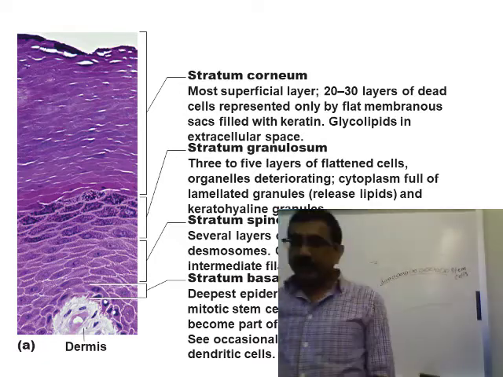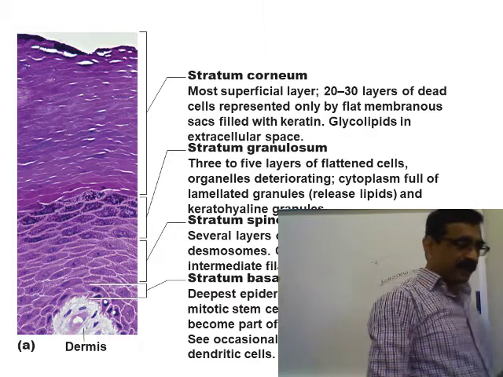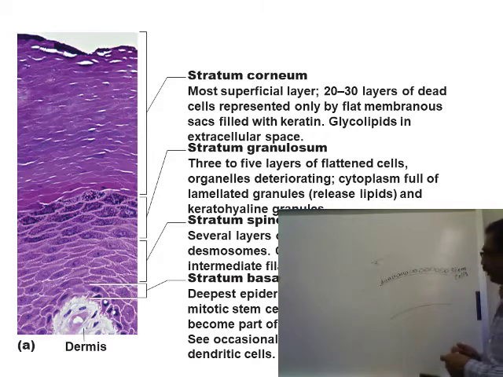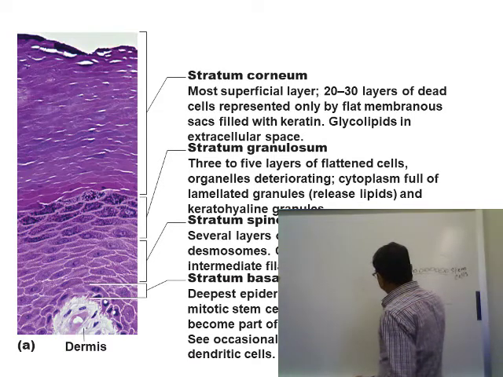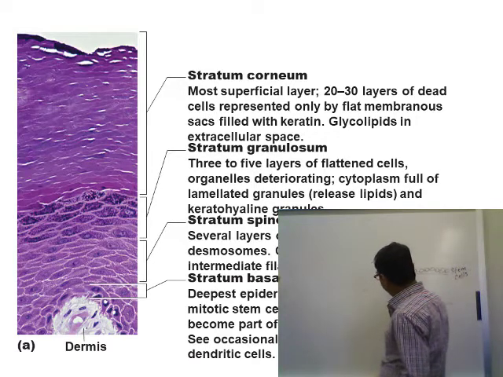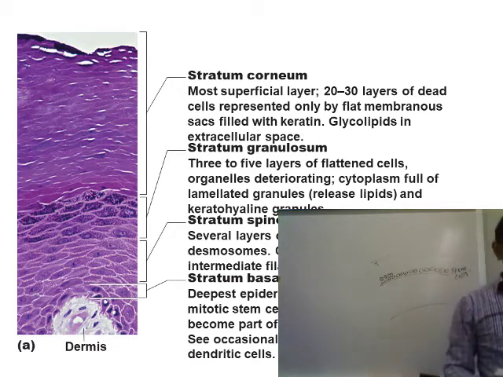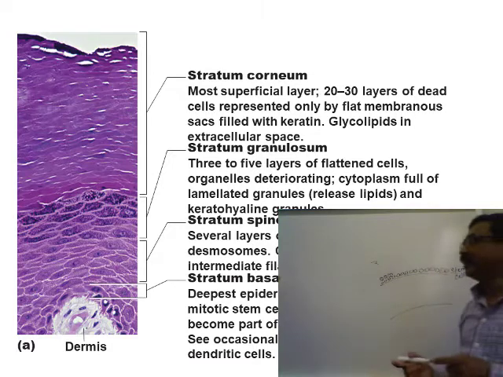The next layer is the stratum spinosum. This layer consists of cells that have a spiky cell membrane. They look like this, with many spines. That's why this layer is called spinosum, also known as the prickly layer.